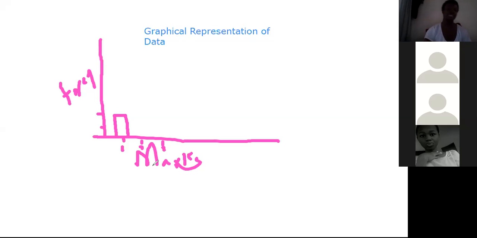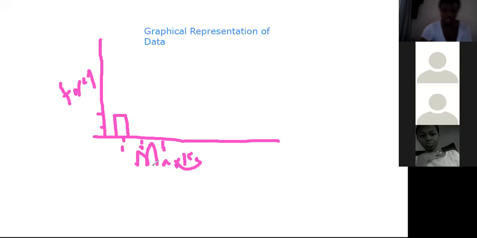So when you're given a class interval, you find the midpoint of the class interval. And when you find the midpoint, you plot the midpoint against the frequency. Are you getting it? You plot the midpoint against the frequency. That is how the histogram is normally done.